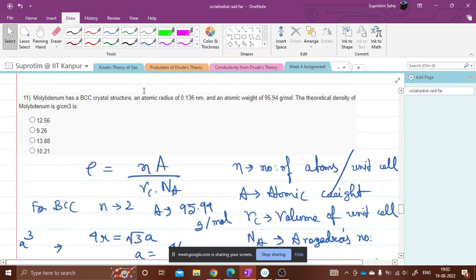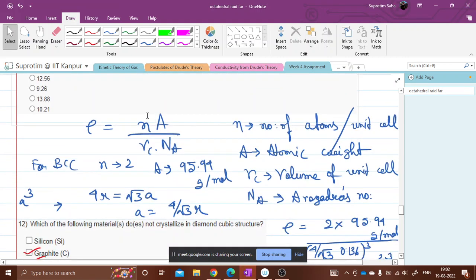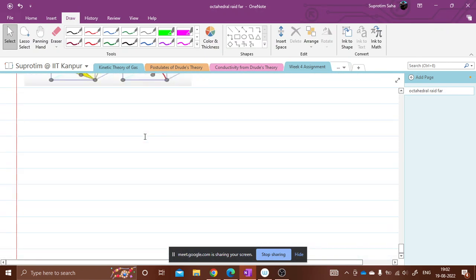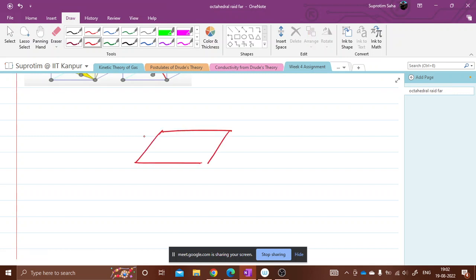So density, it is given for you to understand, is n A by Vc into Na. So this n is the number of atoms per unit cell, and A is the atomic weight. Vc is the volume of the unit cell. So let me just write. This is your body-centered cube, right?